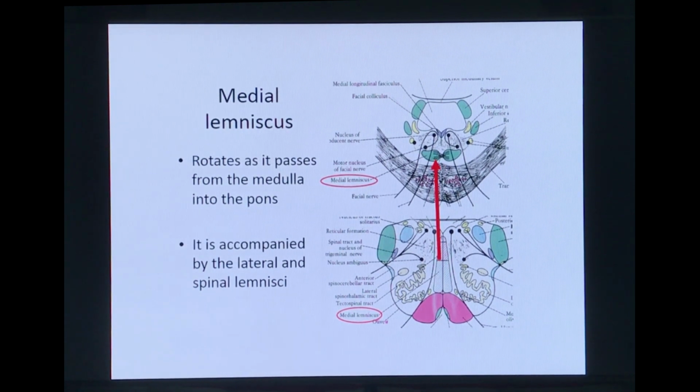The medial lemniscus is accompanied by two more lemnisci, the spinal and the lateral. Spinal I have already told. The spinal lemniscus is nothing but the fibers of the lateral and anterior spinothalamic tracts.